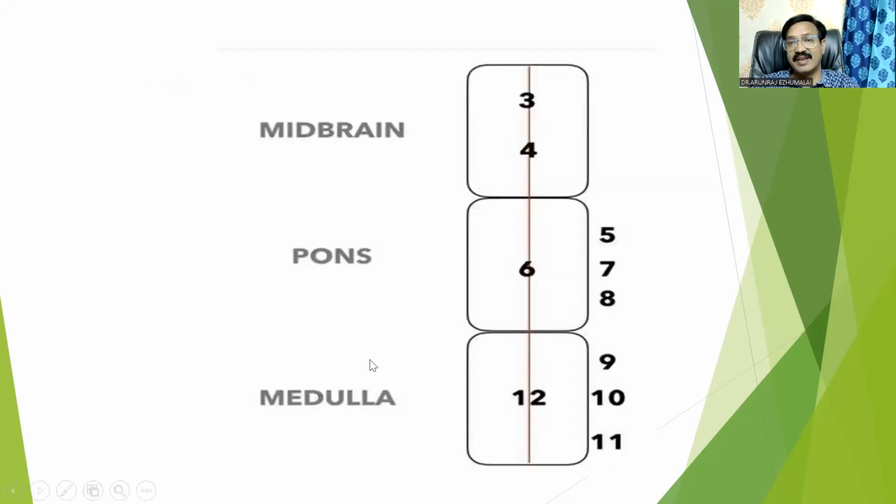So again, revising. In the midbrain, third and fourth will be present in the midline. Pons, 5, 6, 7, 8. This picture says this will be midline and this will be somewhat lateral. Medulla, 12th nerve and 9th, 10th, 11th. So the 12th nerve will be present medially and these will be present laterally. This is the important picture to localize.